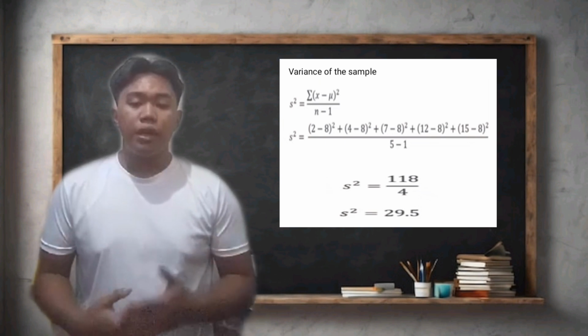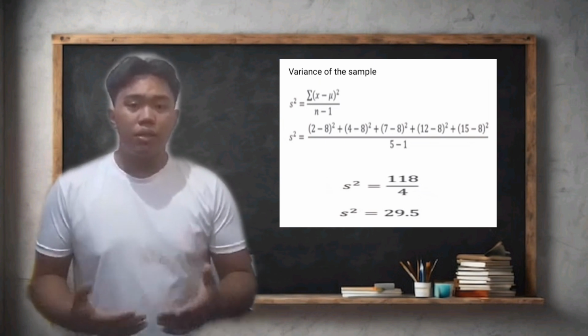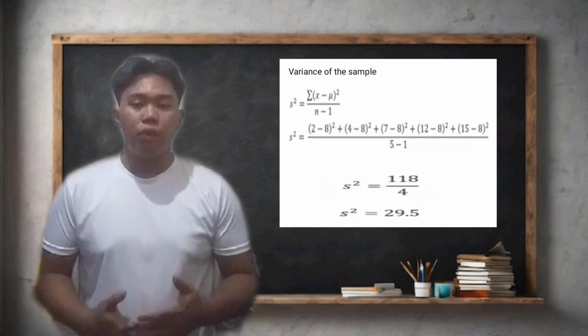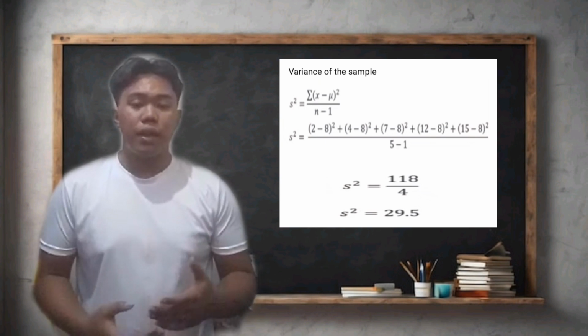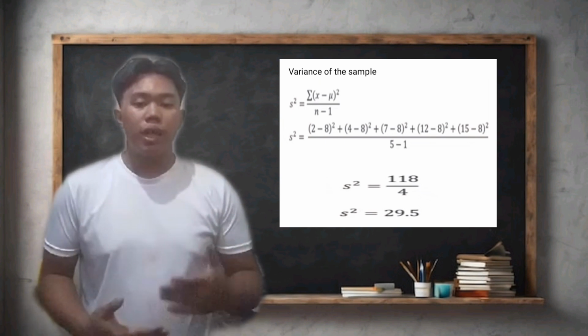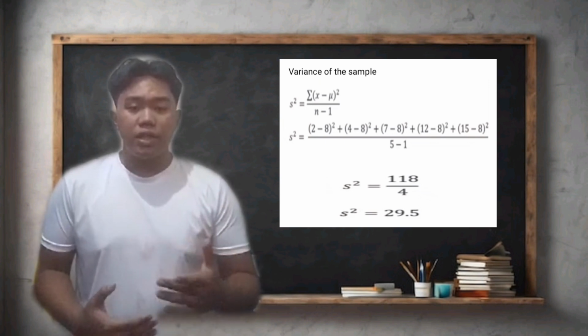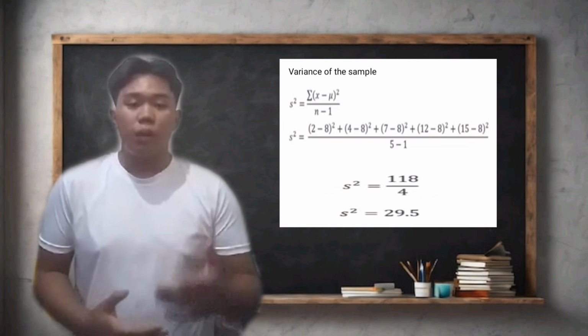So why 118? This is our variance because we added the sampling of the population, which is 2, 4, 7, 12, 15, and the mean, which is 8. So the answer we came up with here is 118 over 4, where the 4 comes from 5 minus 1, where 5 is our sample size. So we subtract 1, which is why it is 4.